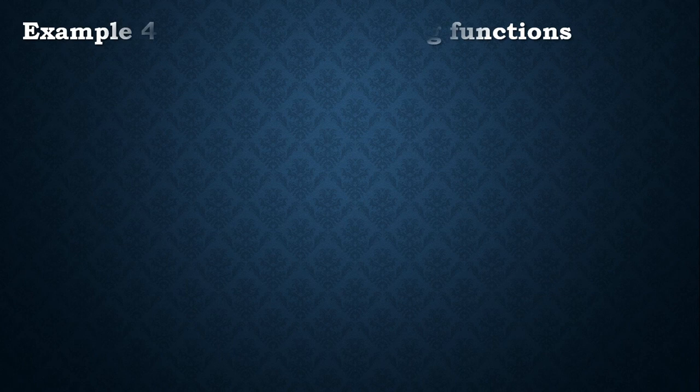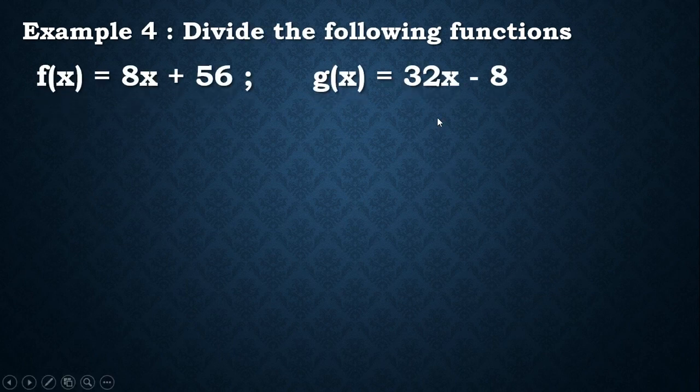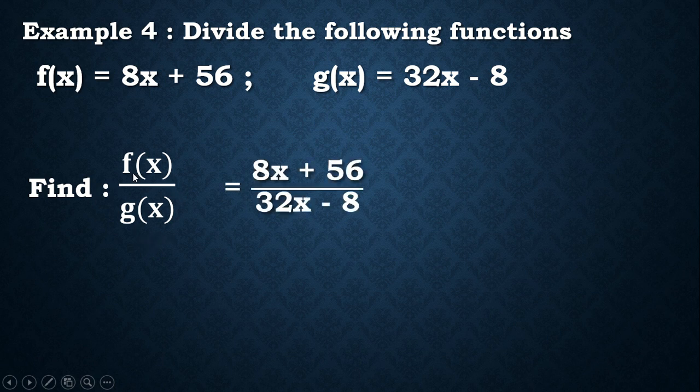How about example number 4? Divide the following functions. For f of x, we have 8x plus 56. And then the g of x is equal to 32x minus 8. Still, we have to find the f of x divided by the g of x, or f of x over g of x. And then we have to substitute those f of x and g of x. For f of x is equal to 8x plus 56. For g of x is equal to 32x minus 8.